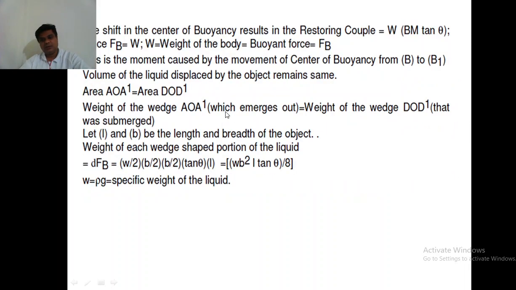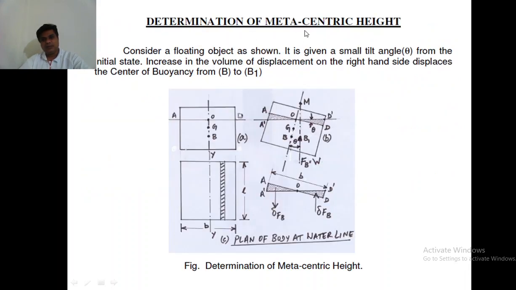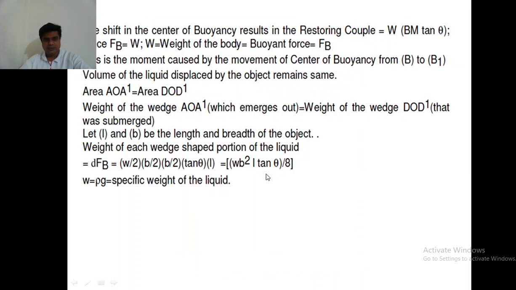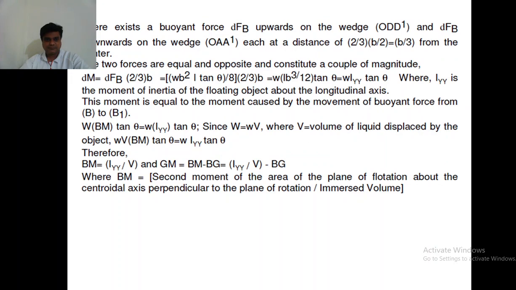So this is only a derivation of how to determine the metacentric height. Using your mathematical equations, you just derive this, taking the moment of inertia. This formula you just remember. The metacentric height GM is equal to BM minus BG, where BM is the moment of inertia about the y axis, the longitudinal axis, divided by the volume of the liquid displaced by the object, and BG is the distance between the center of gravity and the center of buoyancy.